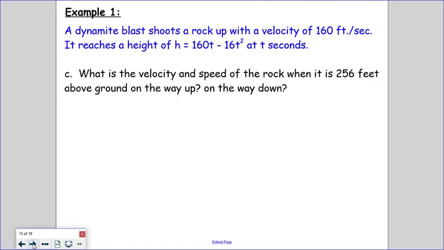All right. We're going to stick with that same scenario for a couple questions here. Next one, same setup. What is the velocity and speed of the rock when it is 256 feet above the ground on the way up and then also on the way down? Okay. So if I know when that happens, I can just plug them into my velocity function, right? I've got my position function here. I know my velocity function from the last page. And if I knew when this happened on the way up, I could just plug it in and figure out what the velocity is. So that's where we got to start here, is when is it at 256 feet?